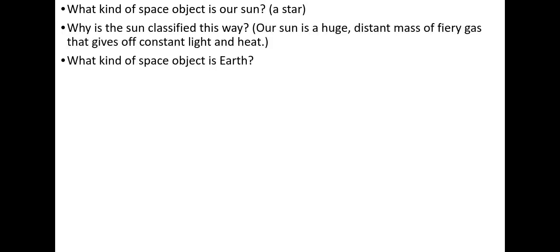What kind of space object is our sun? It's a star. Why is the sun classified this way? Our sun is a huge, distant mass of fiery gas that gives off constant light and heat.